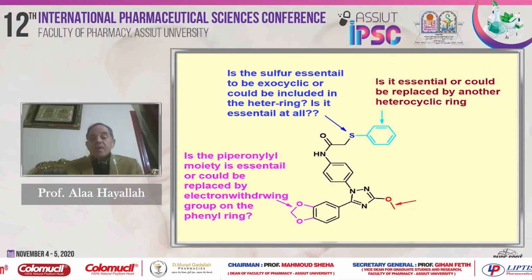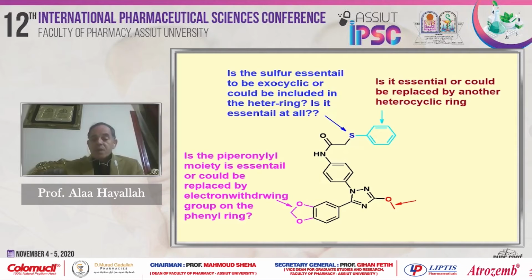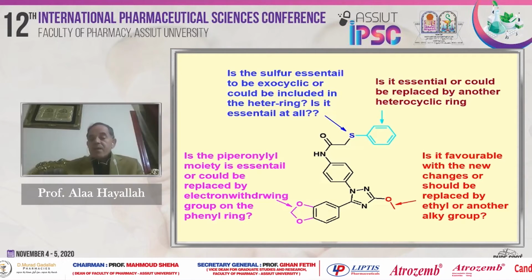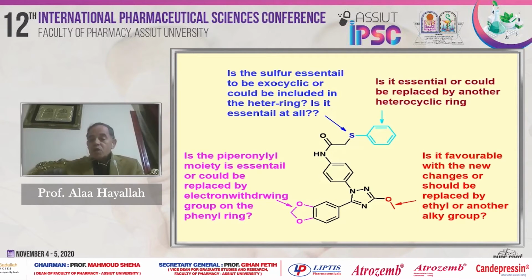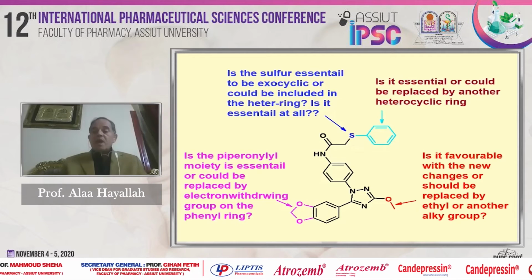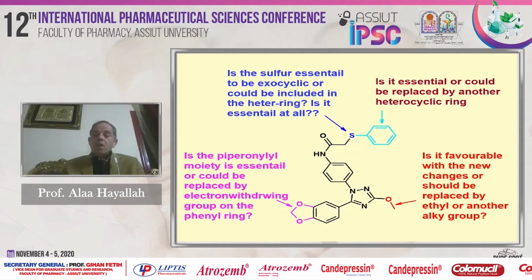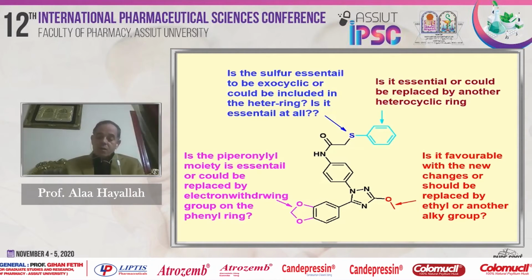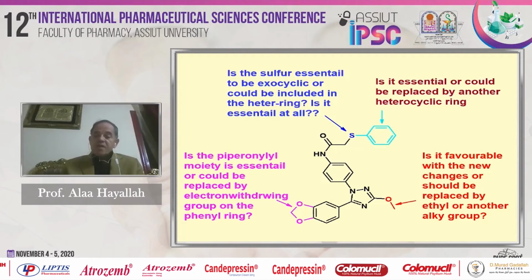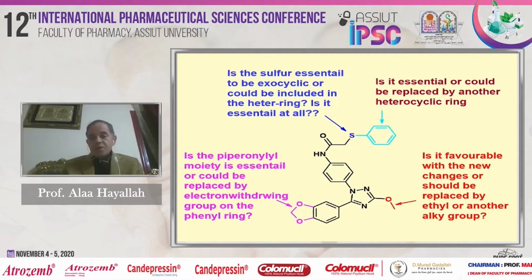The third question is whether the piperonyl moiety is essential or could be replaced by an electron withdrawing group on the phenyl ring. The fourth and last question for us is whether the methoxy group attached to the triazole moiety is favorable, or should be replaced by ethyl or another alkyl group. So we had four questions. We must answer them, investigate them, to synthesize new derivatives more potent and more selective than SecinH3 itself.